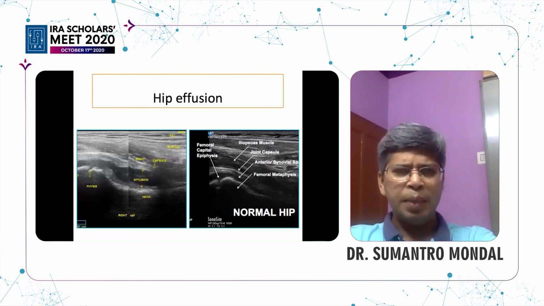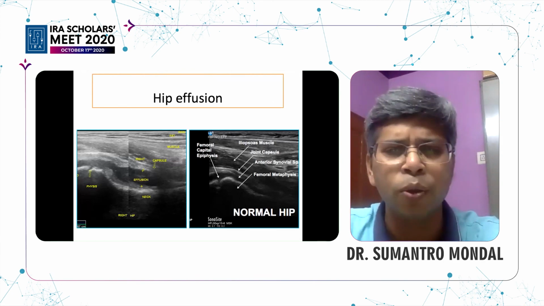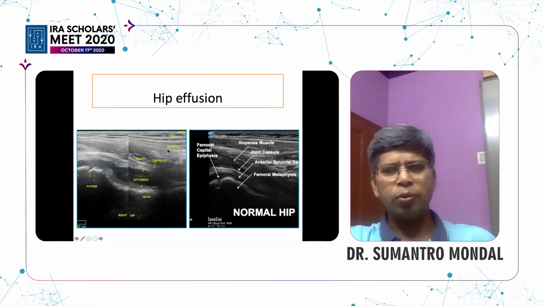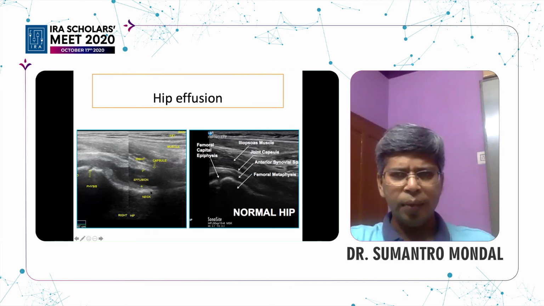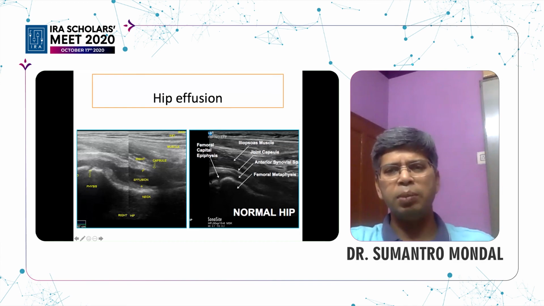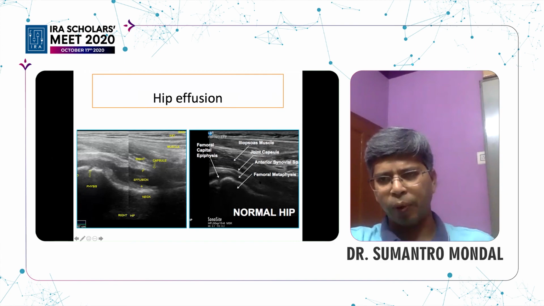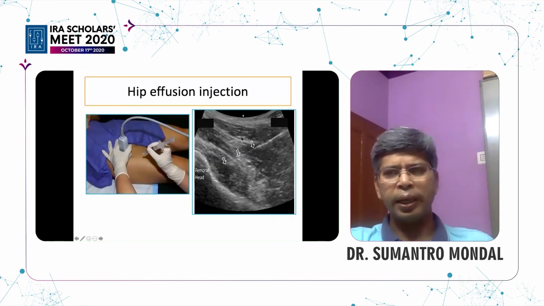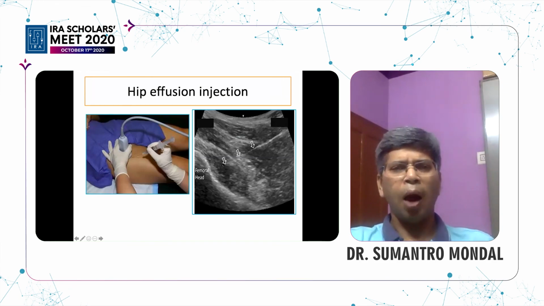Now I talk about the hip. Basically, hip joint ultrasonography is done to look for hip effusion and to give intra-articular injections. So this is the hip of a child, normal hip. The femoral capital epiphysis is there, so this is femoral head, and this is the neck, and this is the anterior capsule of the joint. When there is effusion, the capsule is pushed up, this is the effusion here. And you can give injection, like in this diagram. So this is the needle going into the joint.